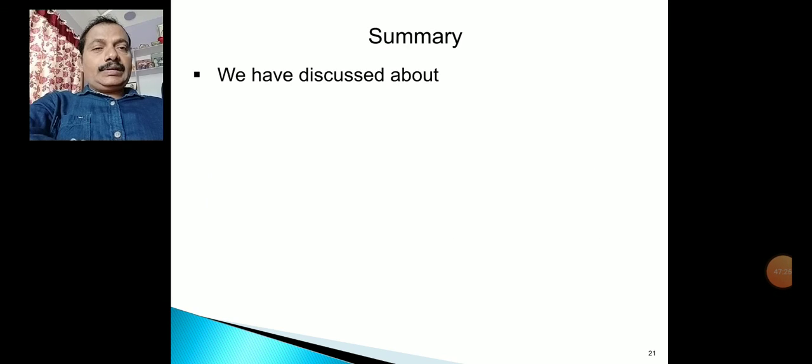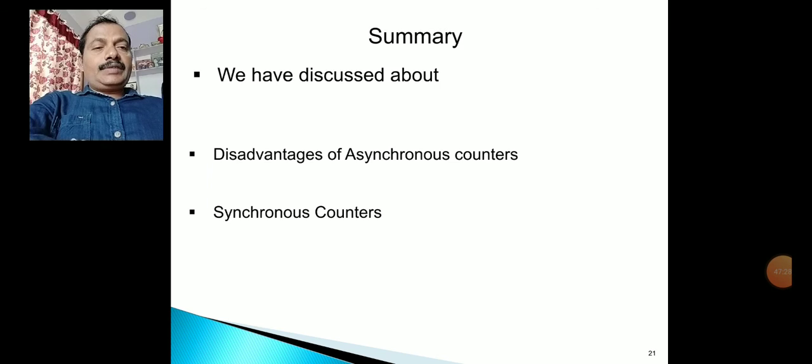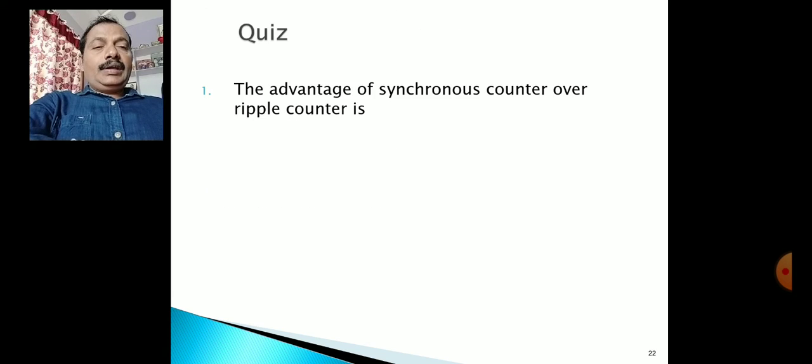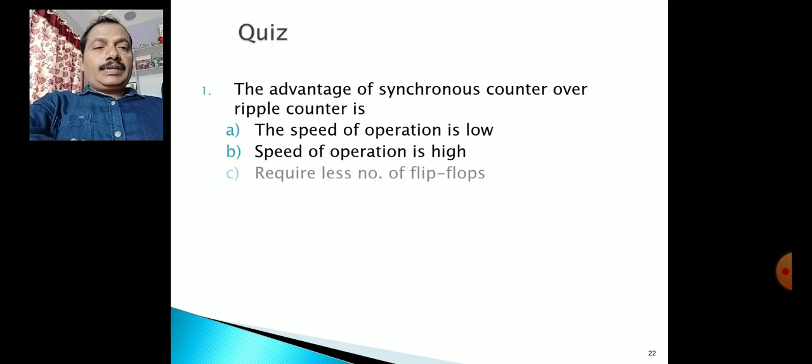We have discussed the disadvantages of asynchronous counters, and we have seen the design of synchronous counter. The advantage of synchronous counter over ripple counter is that the speed of operation is high.